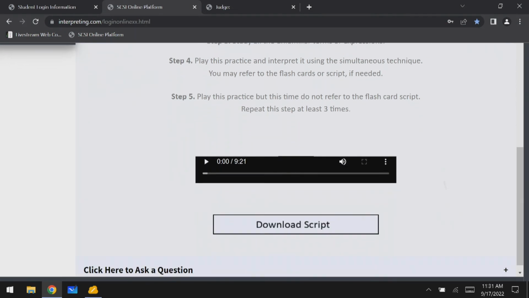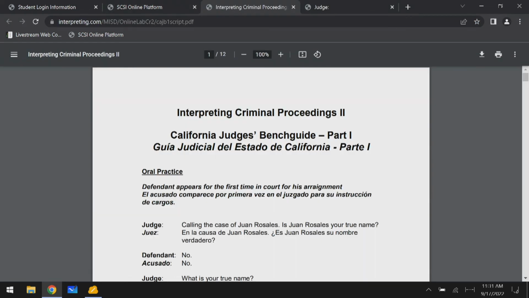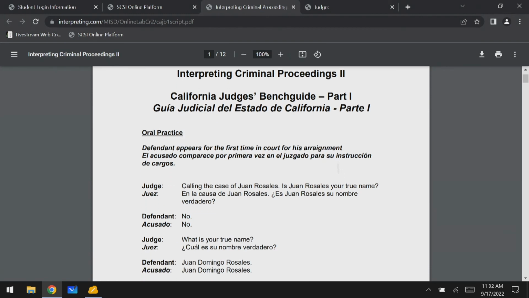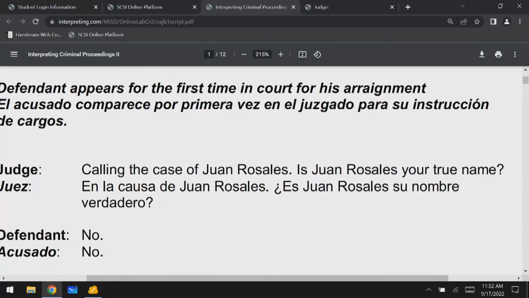Well, as was the case in previous courses, particularly with the arraignment, you have the player to practice with it. But you also have the script for it. And you will click on Download Script. What you will do first is read the English portion of it. So, for example, calling the case of Juan Rosales. How do I say that? If you don't know it, create a flashcard and you say La Causa de Juan Rosales.